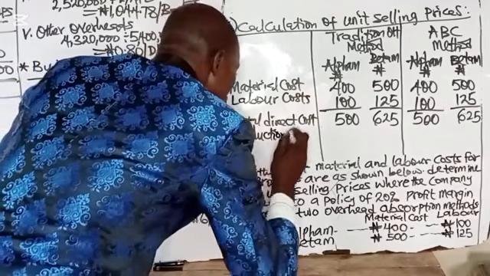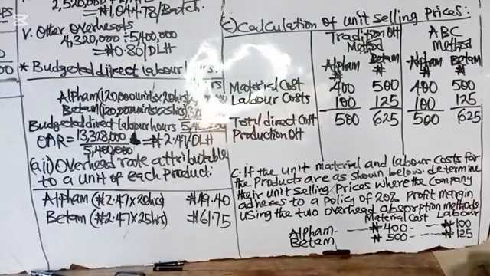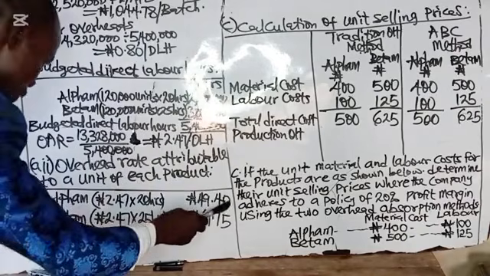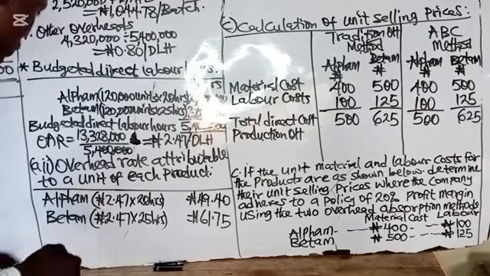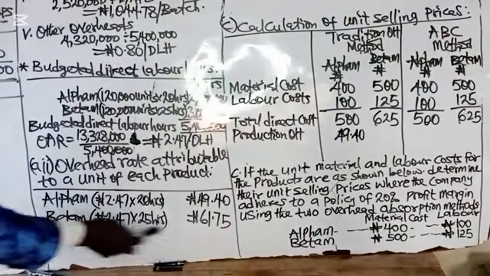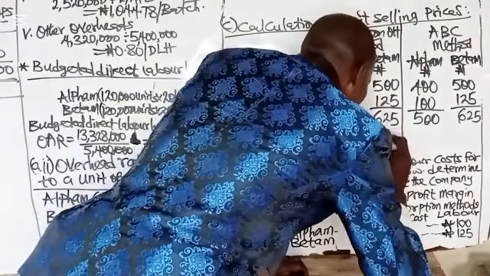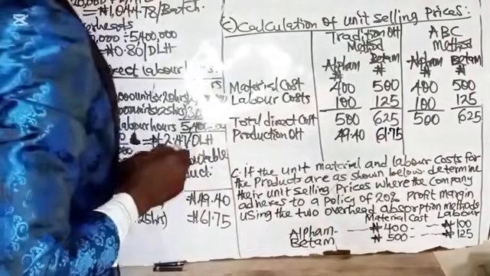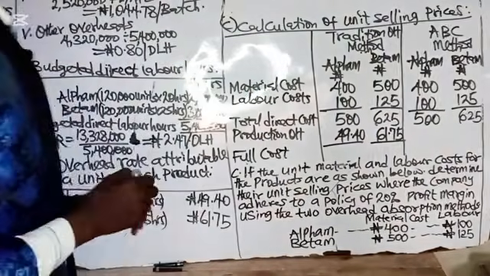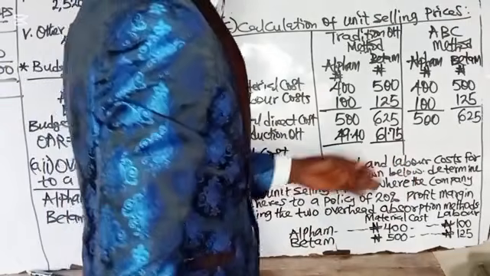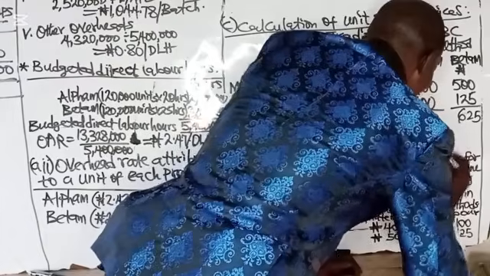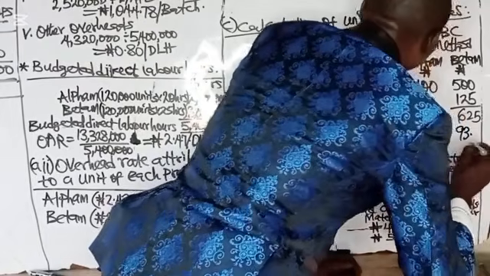The production overhead rate attributable to a unit of each product. The one absorbed for Afarm is 49.40 under the traditional method. For Betam, 61.75 under the traditional method. Addition of that will give you the full cost. Then under the ABC, activity-based costing, from B2, we got 22.81 and 93.26.